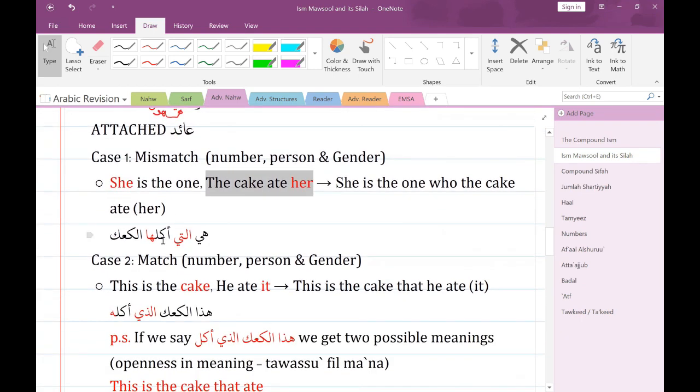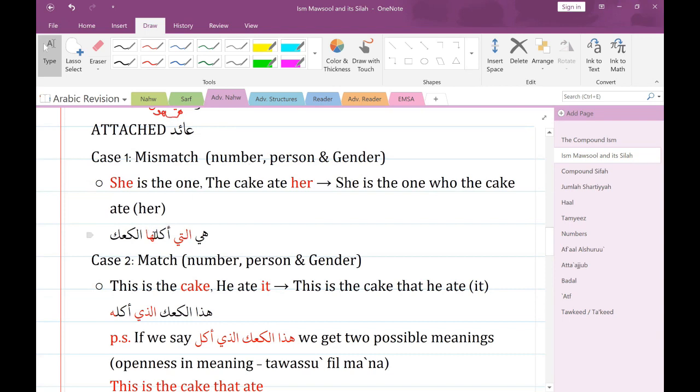هي التي أكلها. Though akala is there, it's not talking about the same one. It's not talking about the same person, because when you look at akala, it's referring to the cake. It's not akalat. If it was akalat, then you know it's referring to her.